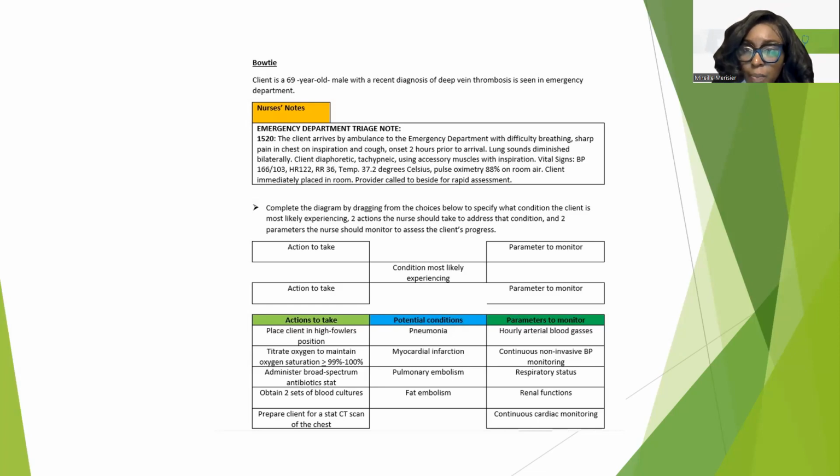So based on this patient, the one that had the history of the DVT, they come into the ER like this. What do you think is going on with them? Getting some answers there. So you have to tell me, are these signs and symptoms of pneumonia? Is it an MI? Is it a pulmonary embolism? Is it a fat embolism?